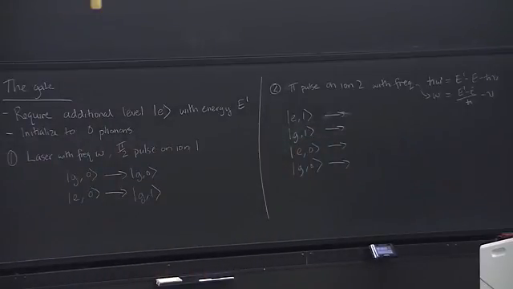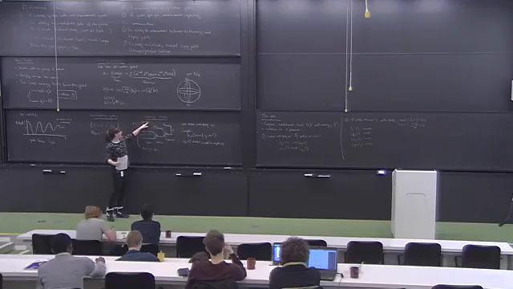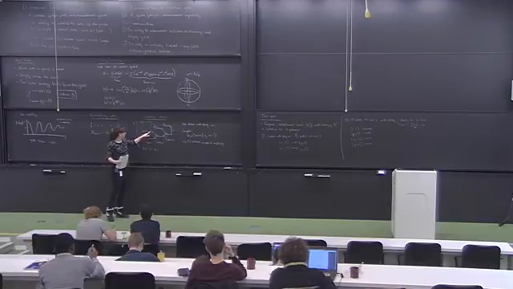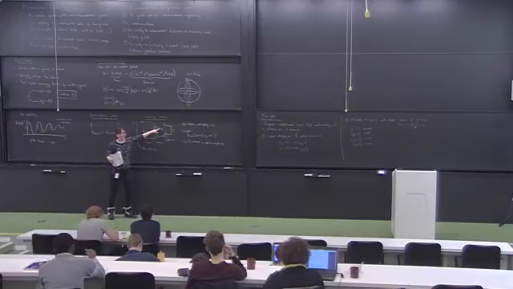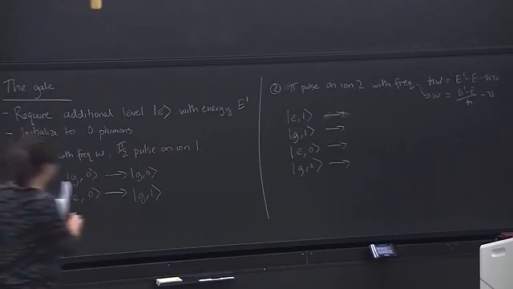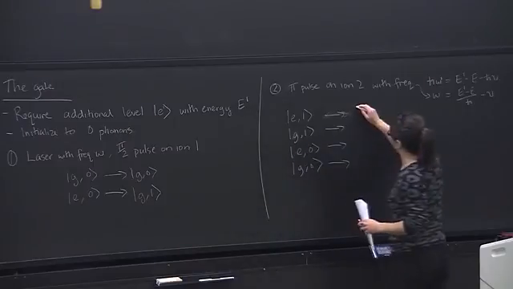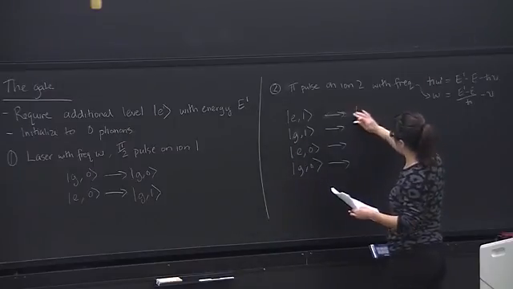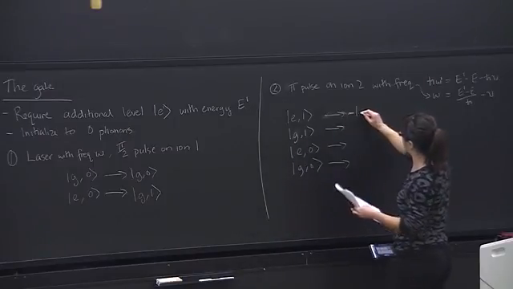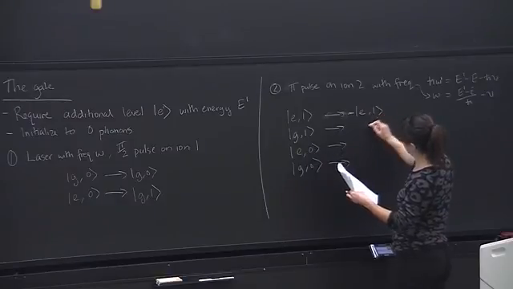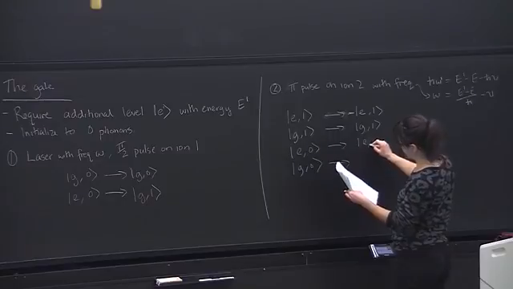Because this laser transition is only coupling this higher energy state to that one, that's the only one that's going to be affected. So if you're in any of these 3, nothing's going to happen. But if you're in this state, you're going to pick up a minus sign. So this guy gets a minus sign, and nothing happens to these.